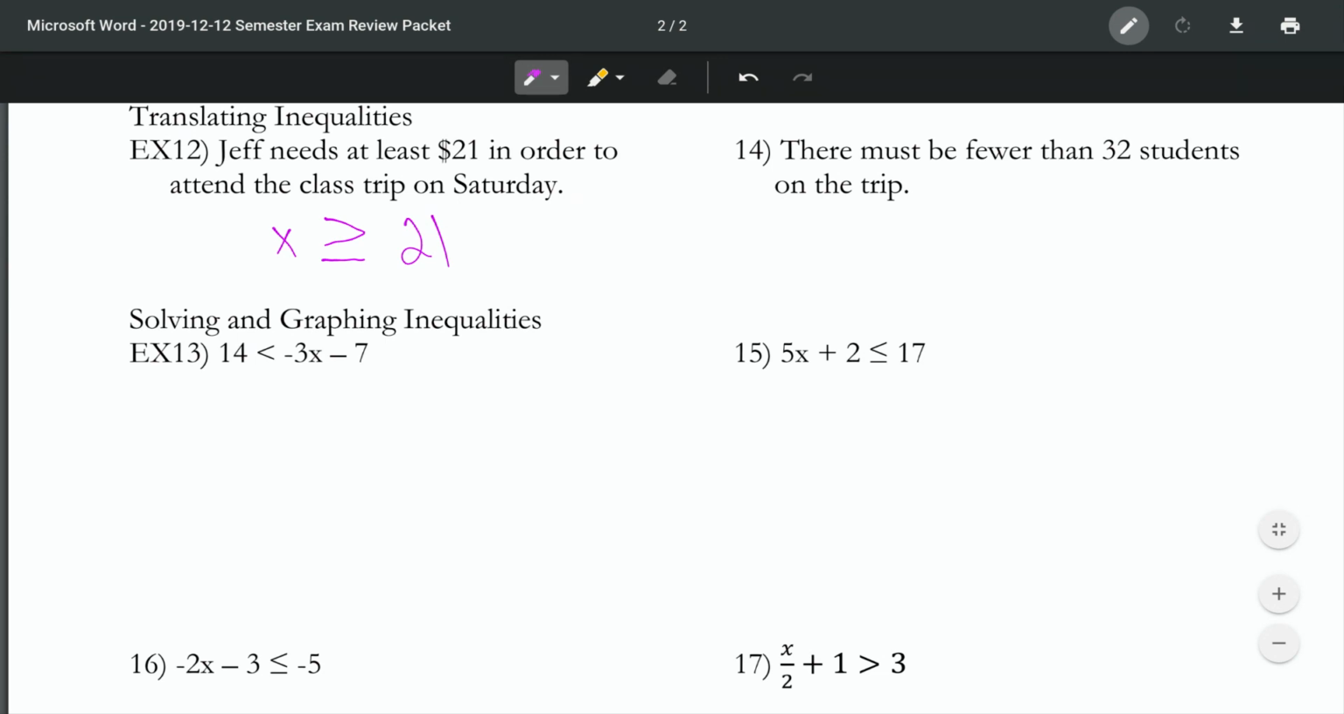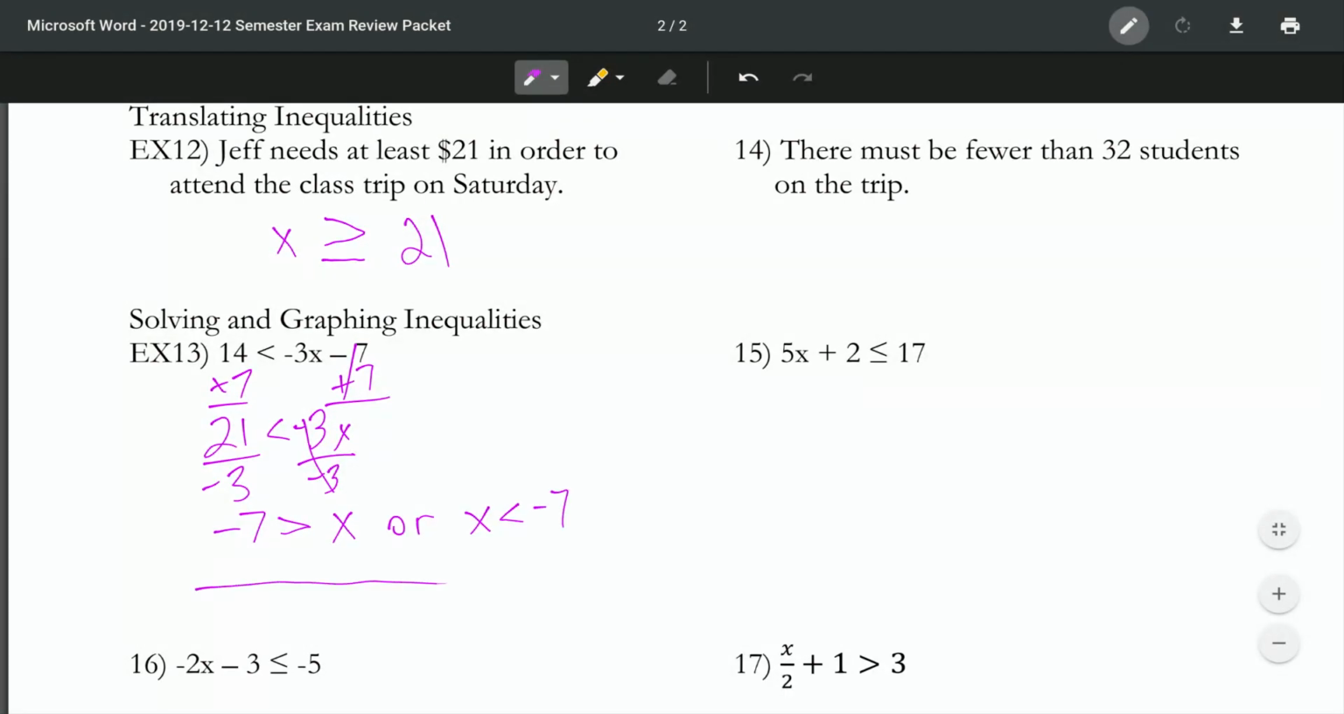So on the next problem, let's solve this inequality and then graph it. So same thing as equations, inverse operations apply. So we're going to add 7 to both sides. So 21 is less than negative 3x. Now we're going to divide by negative 3. So now we end up with negative 7, but the problem here is because we divided by that negative 3, we've got to flip that sign. So negative 7 is greater than x, or if you need to rewrite it, x is less than negative 7.